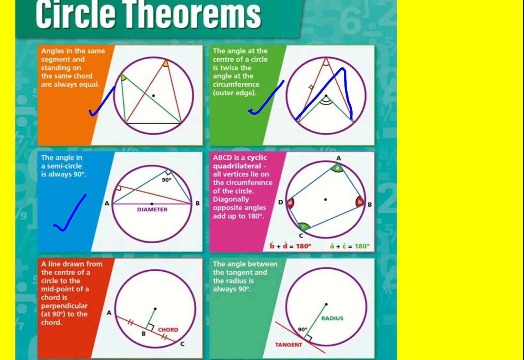Another good one is cyclic quadrilateral. If you draw any quadrilateral inside a circle touching the circumference, then the opposite angles will add to 180 necessarily, and so will these two.